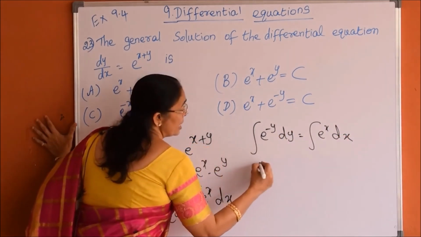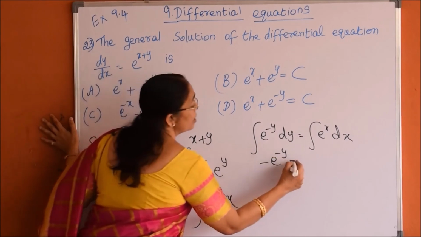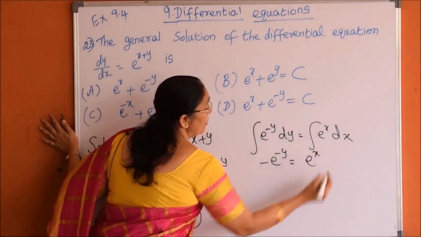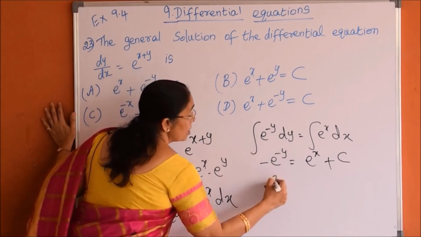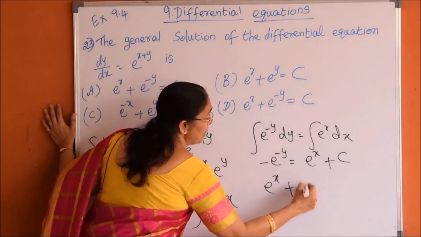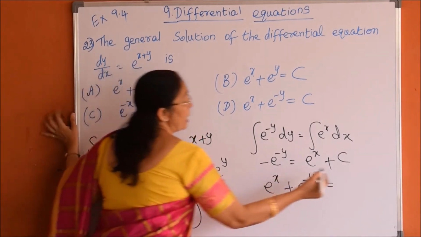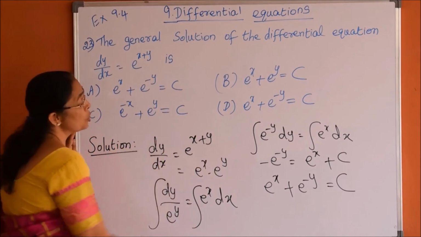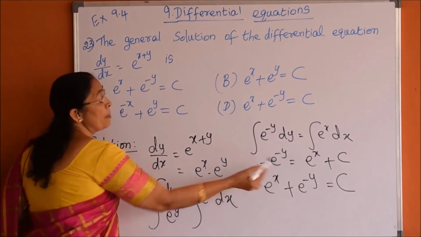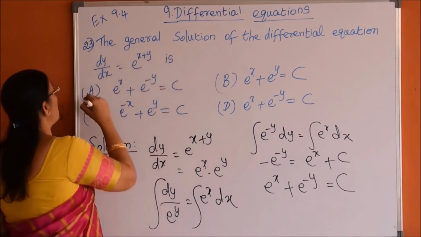The integration of e power minus y dy is minus e power minus y, is equal to e power x plus c. Or we can give this as e power x plus e to the power of minus y is equal to minus c, and minus c is again a constant, we can write it as c. So e power x plus e power minus y is equal to c is the general solution. So option A.